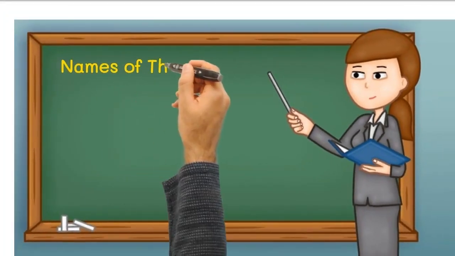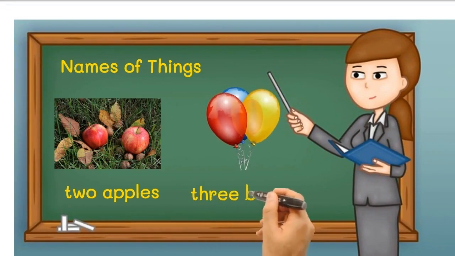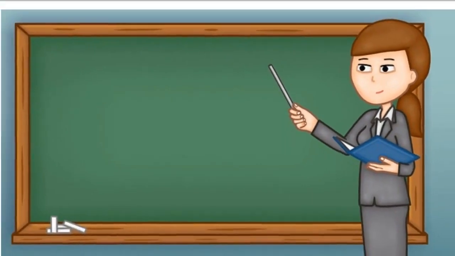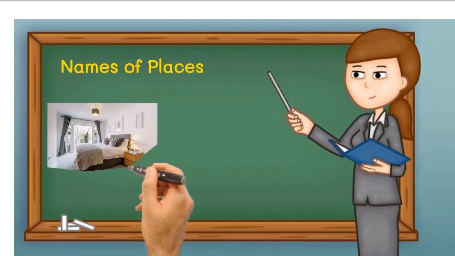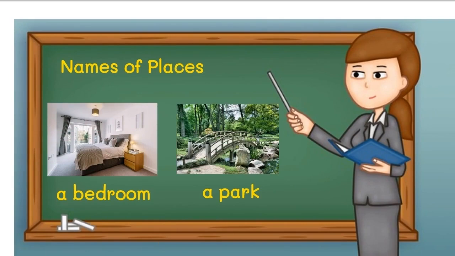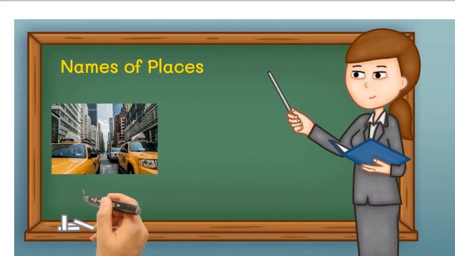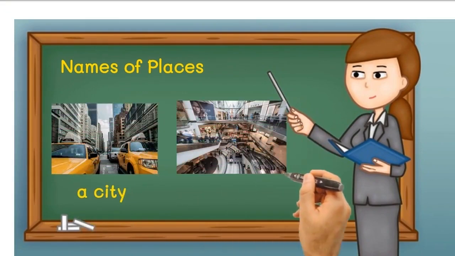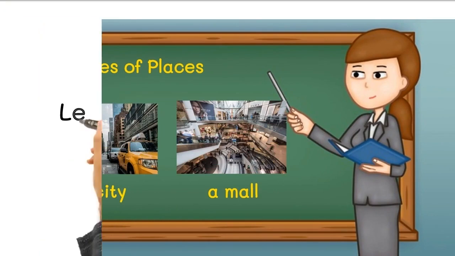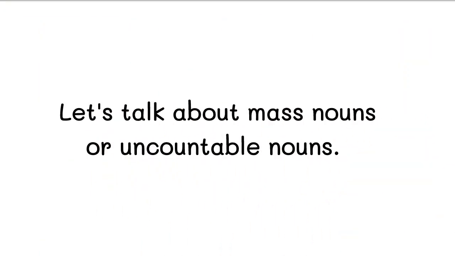Here are some examples of names of things. 2 apples, 3 balloons. Here are some examples of names of places. A bedroom, a park. Here are other examples of names of places. A city, a mall. Let's talk about mass nouns, or uncountable nouns.